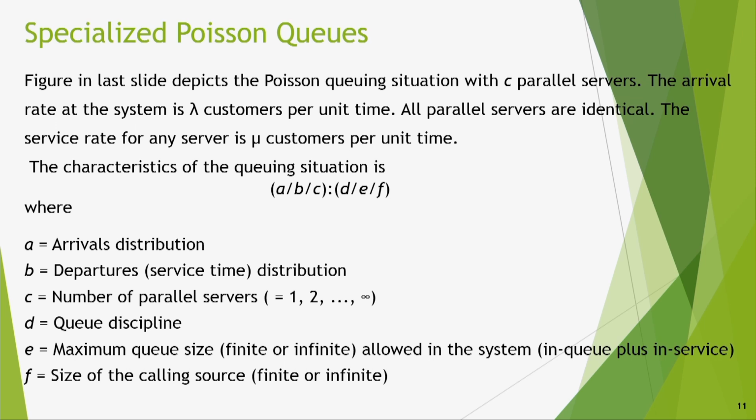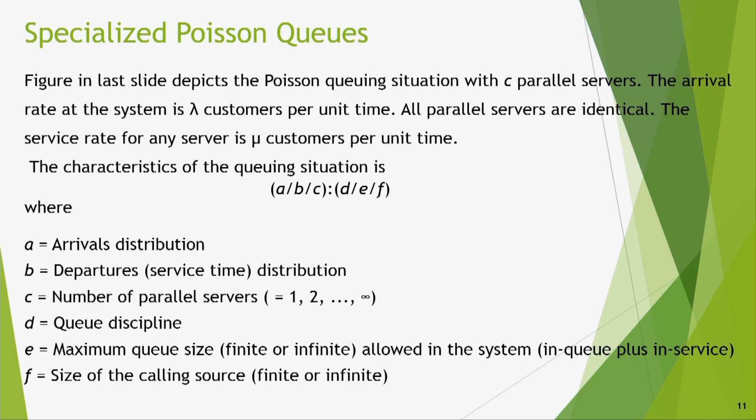Because we have so many models, Kendall actually introduced some notation, which we can understand. The figure in the last slide depicts the Poisson queuing situation with C parallel servers. The arrival rate at the system is lambda customers per unit time. All parallel servers are identical. The service rate for any server is mu customers per unit time.